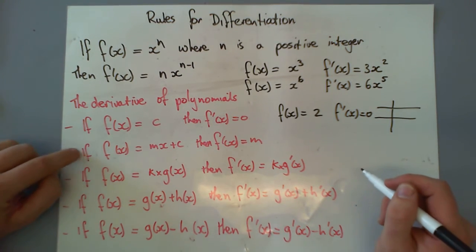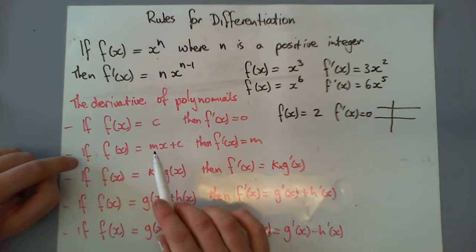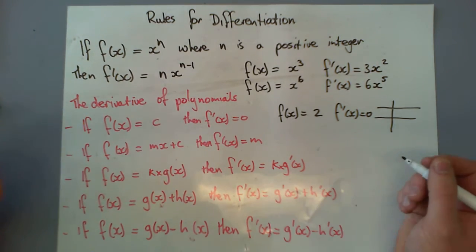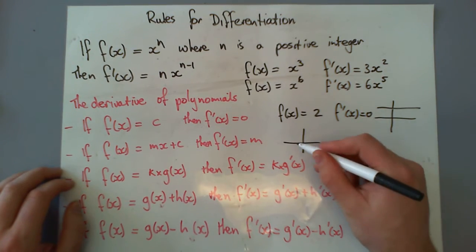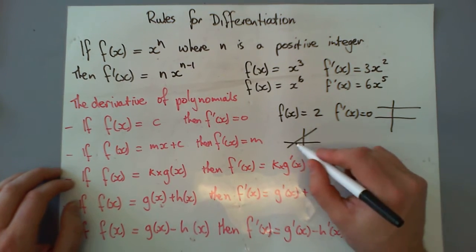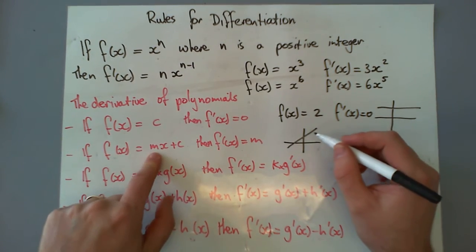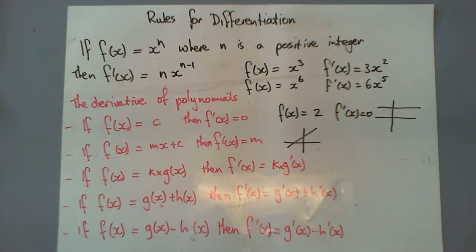Looking at a linear function, if f of x equals mx plus c, then f dash of x equals m. Again, that makes sense, because with an equation like this the gradient is constant all the time, and we know from our previous work it's always equal to this m value. So this is all reaffirming things that we already know.